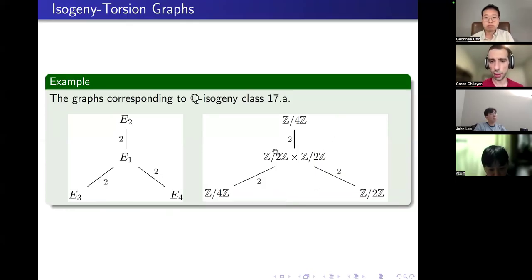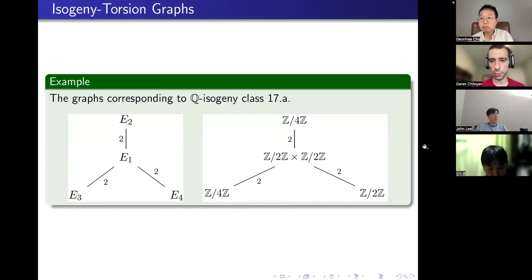Here you see the middle curve, what corresponds to E1, has torsion subgroup Z2 cross Z2. Here, E2 has torsion subgroup Z mod 4Z. Here, E3 has torsion subgroup Z mod 4Z, and here E4 has torsion subgroup Z mod 2Z. So isogeny graph on the left, isogeny torsion graph on the right.